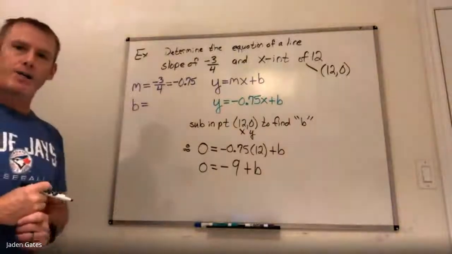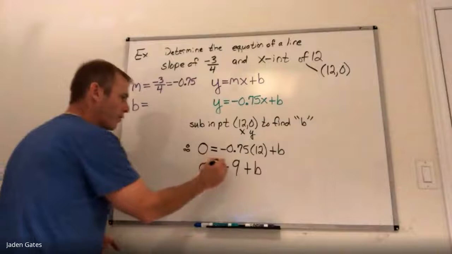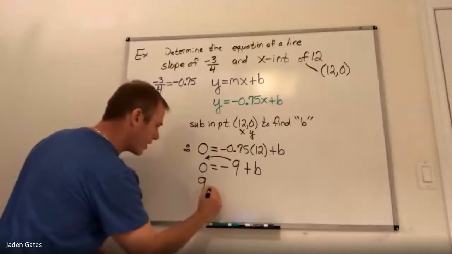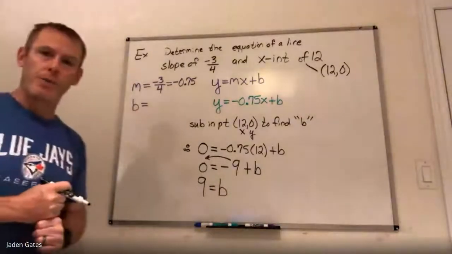And the second last step is to move that negative 9 over to the other side. Changes sides, changes sign, so it looks like positive 9 is going to be b.